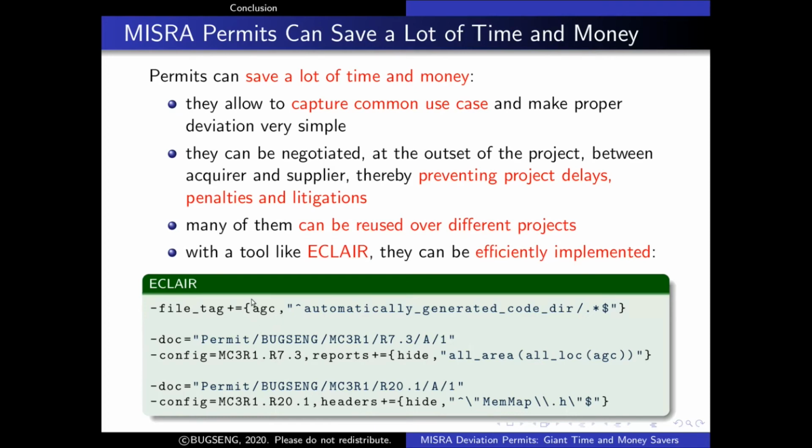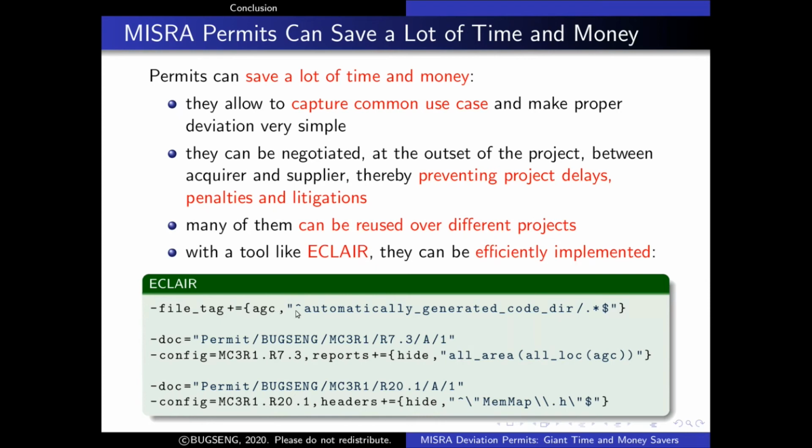So I am tagging all the files that are under the directory called automatically generate code dir, all the files. I am assigning to them the tag AGC. It's short for automatically generated code.